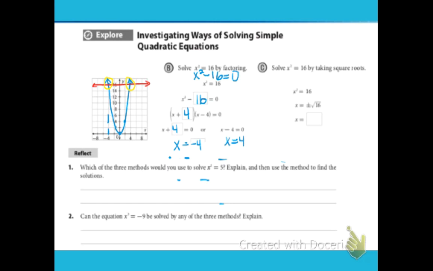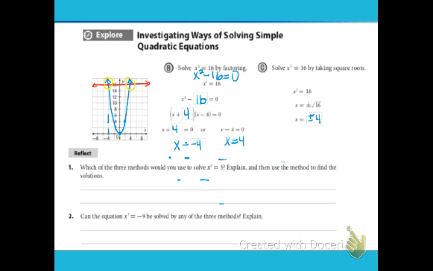And finally, we could solve this by using square roots, which is clearly going to be the easiest method, especially in this case, when there is no bx term. So we can go straight to taking the square root of both sides. And remember, we always want to consider both the positive and negative version. And since 16 is a perfect square, this would give us a positive and negative 4 for our solutions.